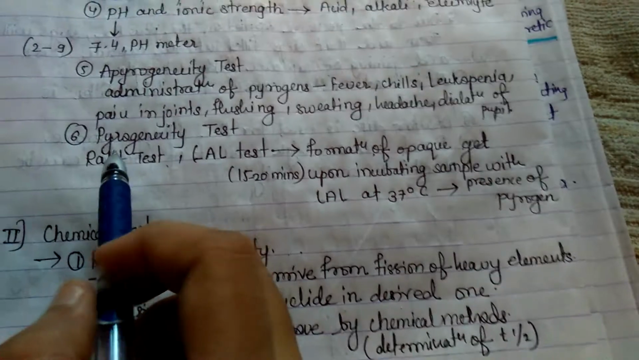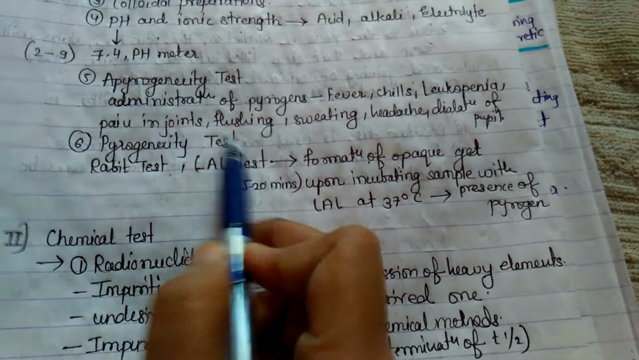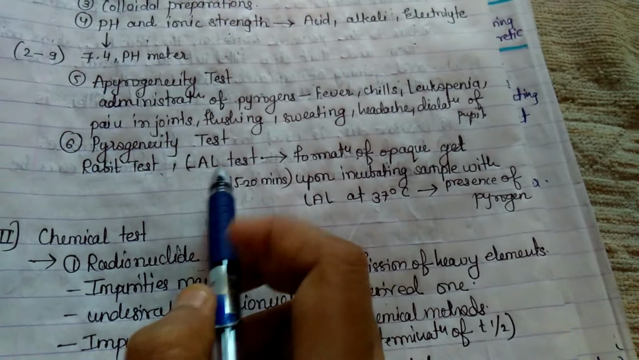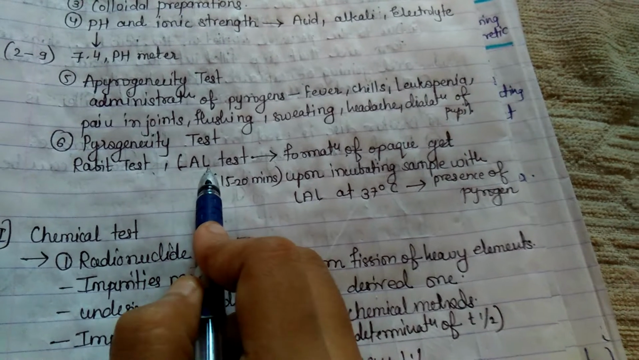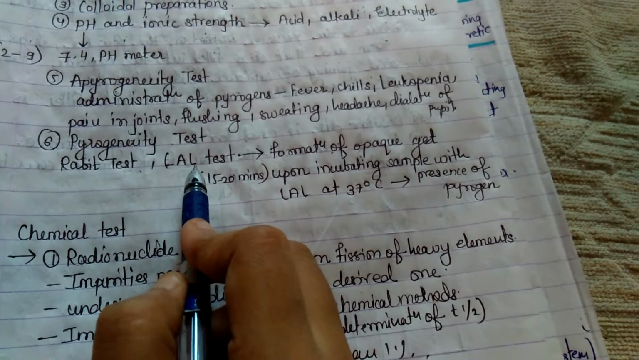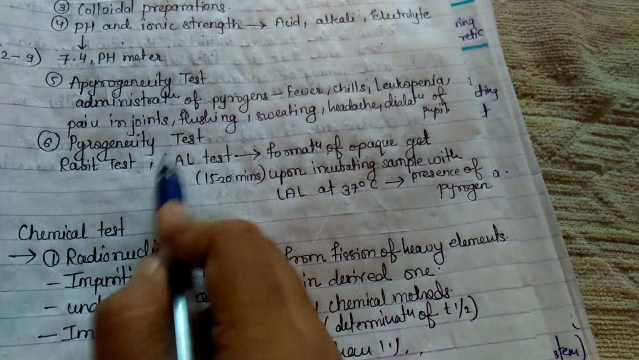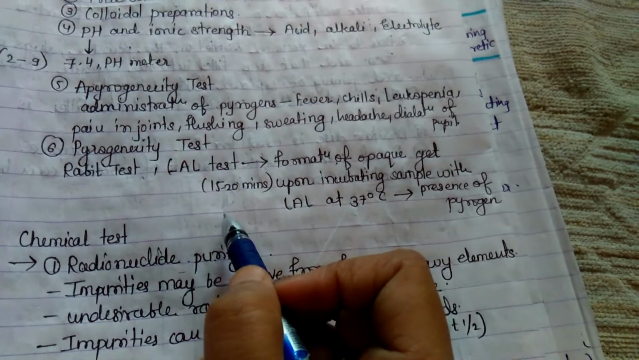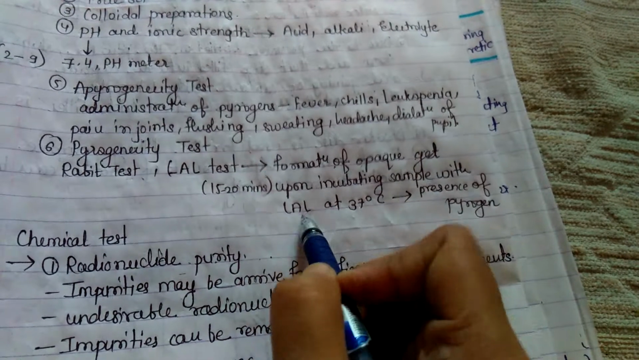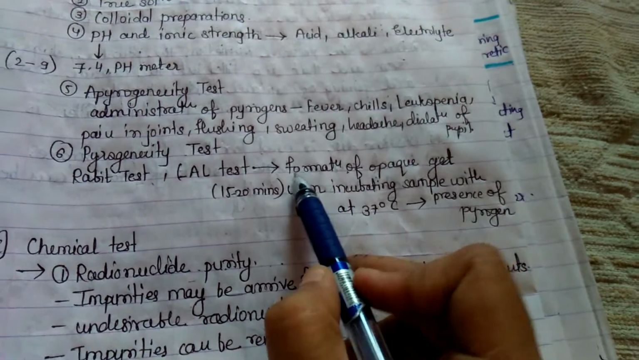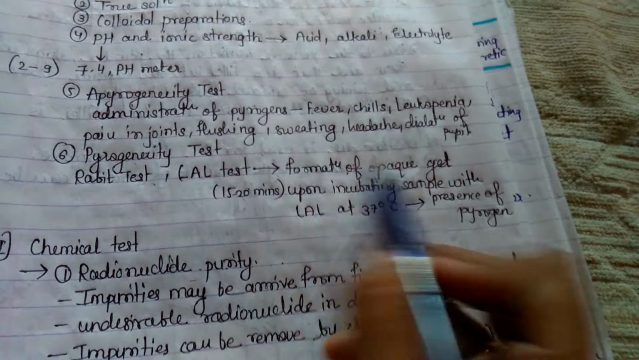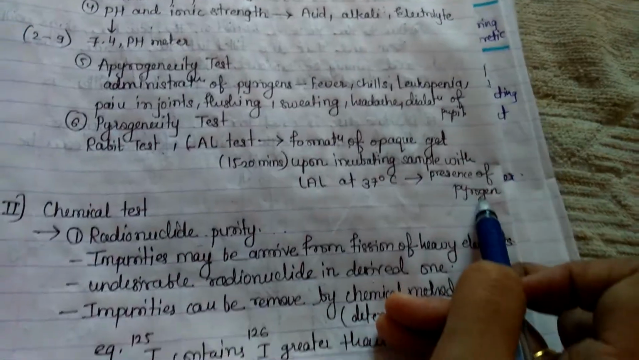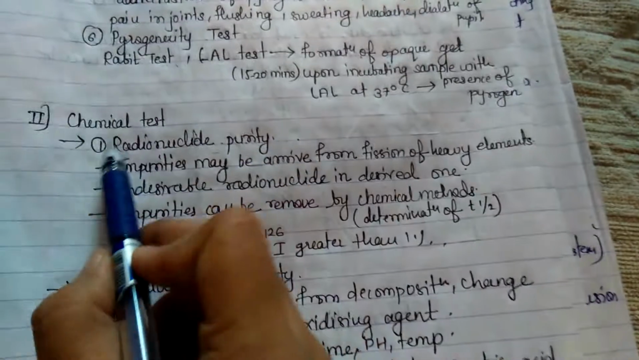Next is the pyrogenicity test. In that, first is the rabbit test, then the LAL test. LAL is the limulus amoebocyte lysate test. How can we determine whether pyrogen is present or not? We take our sample with the LAL at 37 degrees Celsius. If there is formation of an opaque gel after 15 to 20 minutes, then there is confirmation of the presence of pyrogen in our product.